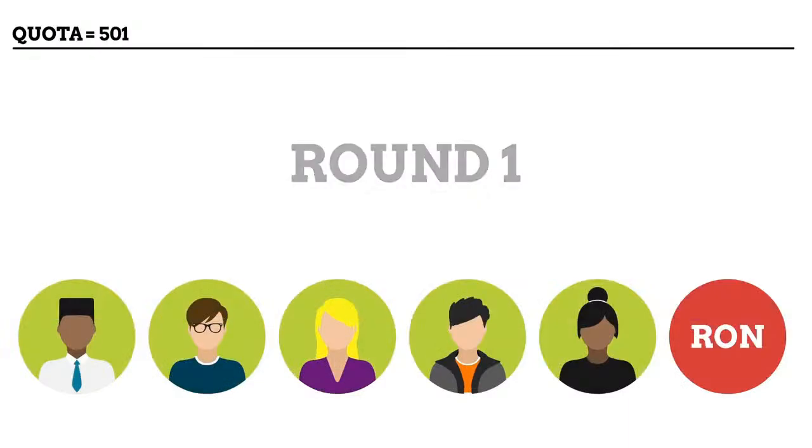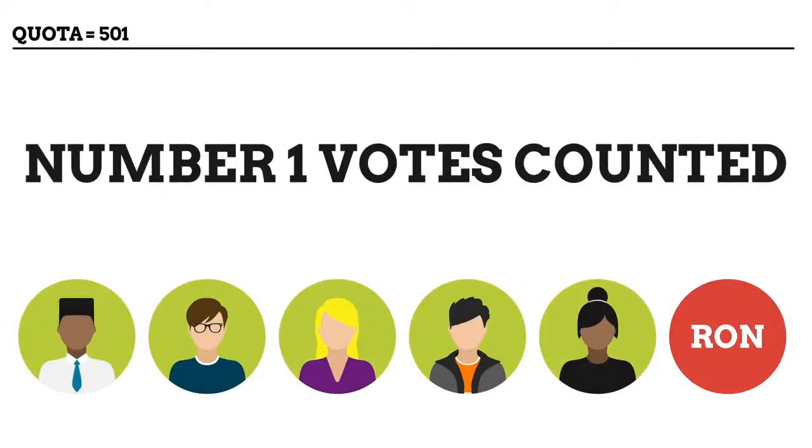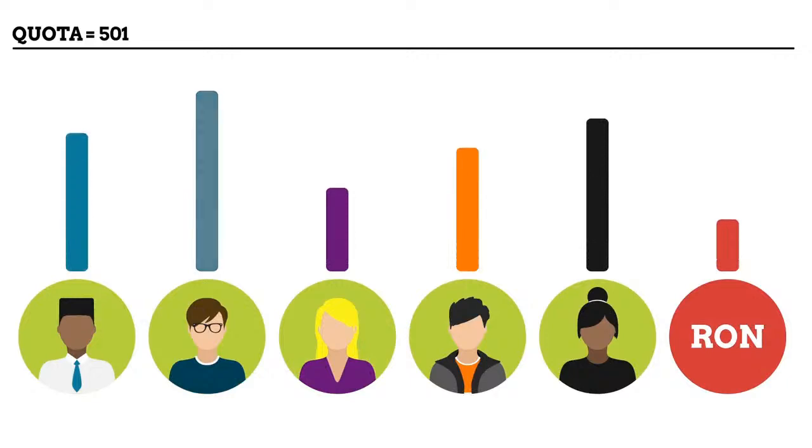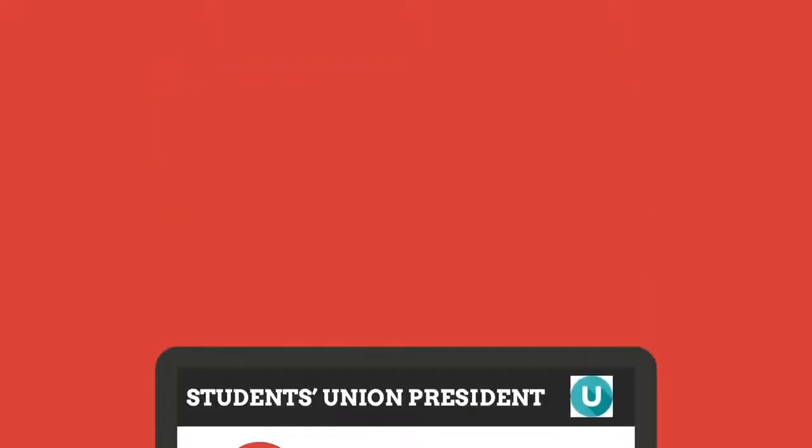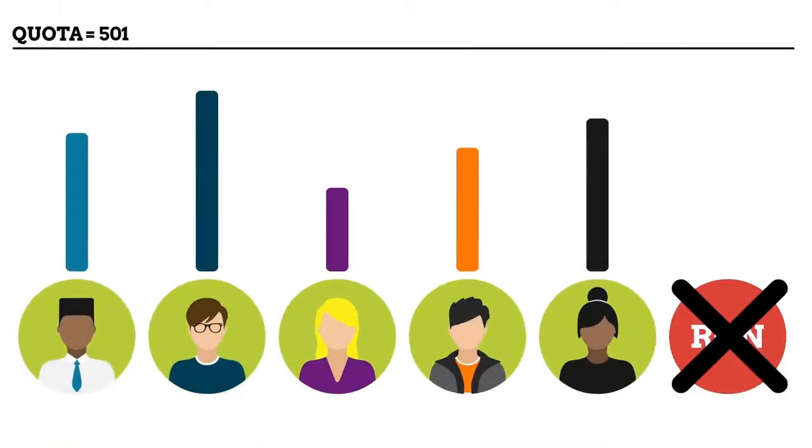In round 1, we count the number of number 1 votes that all candidates have received. We can see here that Jim is the most popular candidate with 400 votes, but no candidate has reached the quota of 501. As no candidate has reached quota, we now eliminate the least popular candidate. In this case, this is Ron, who only got 125 votes. We then look at the ballots that have marked Ron as first choice. Some of those ballots also have a second choice vote. We transfer these second choice votes to the relevant candidates and count the votes again.